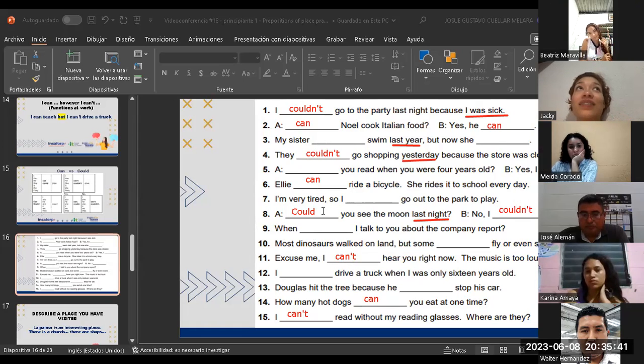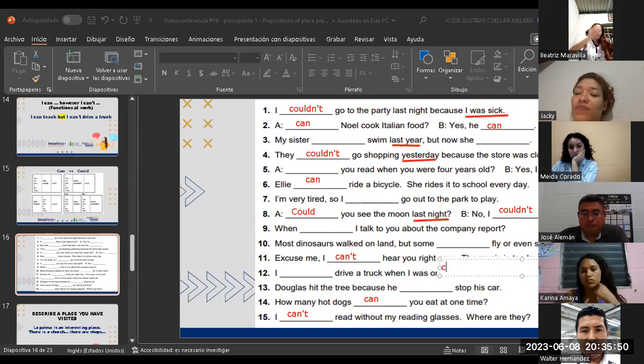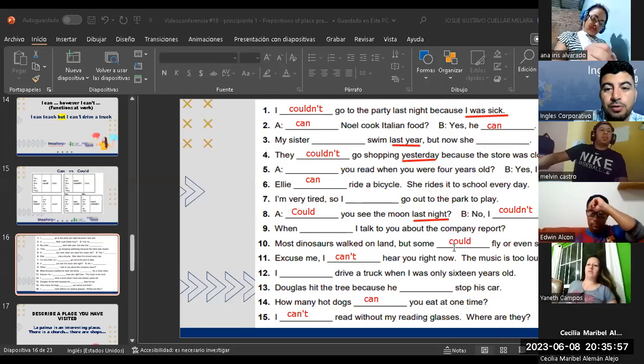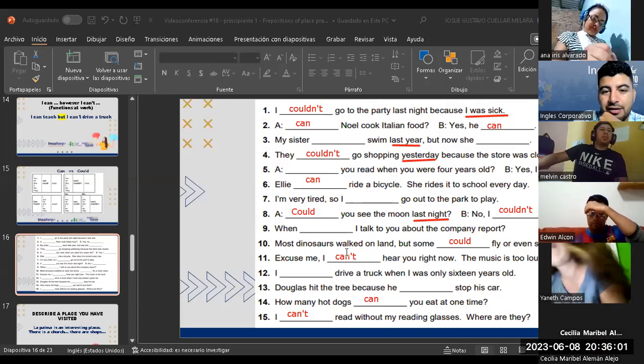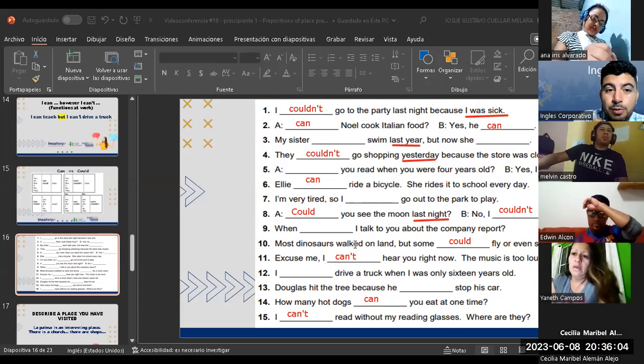Number 10. Most dinosaurs walked on land, but some could fly or even swim. Even swim, sí. Muchos dinosaurios caminaron sobre la tierra, pero algunos podían volar o aún nadar. El walked, que se pronuncia walk, que el pasado de los verbos no lo vamos a ver ahora, ni en este módulo, lo van a ver después. Eso te da a entender. But thank you, Ceci. Very, very good.